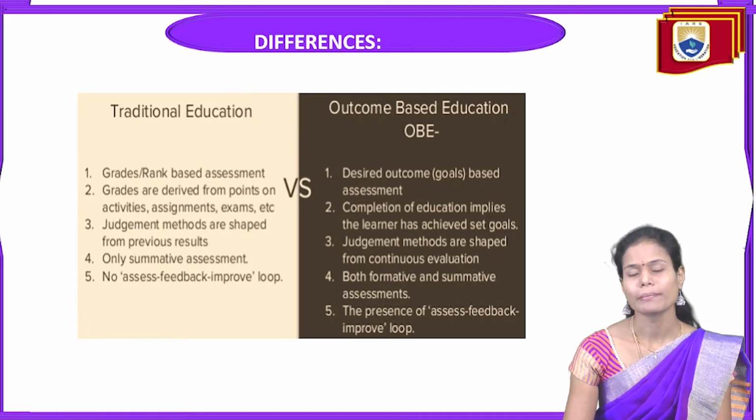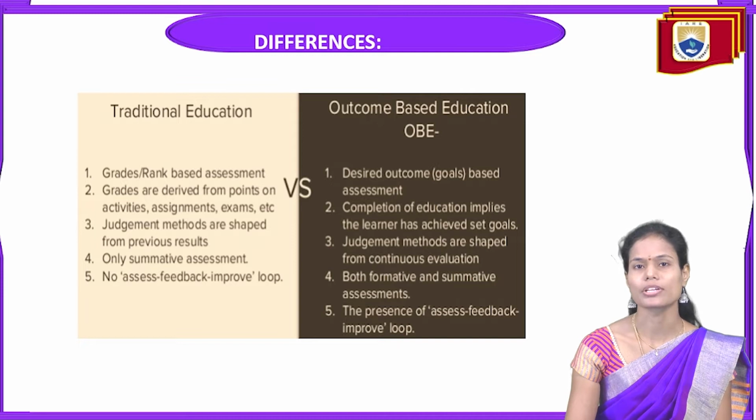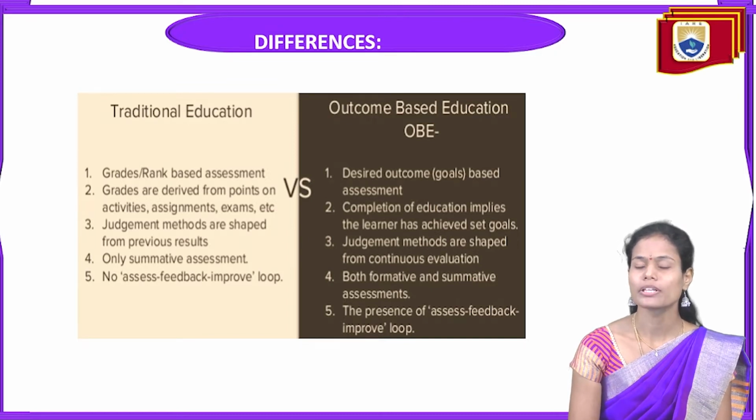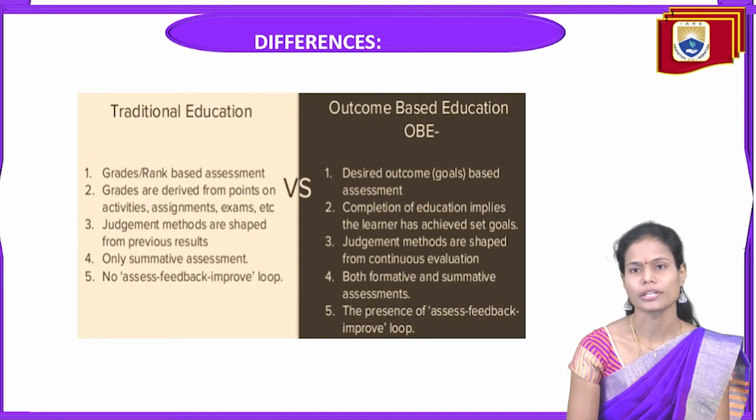And what is the basic difference between the traditional education system and the outcome based education system? The traditional education system is a grades or rank based system. That is nothing but the assessment we perform only by seeing the result of the student, how much percentage he got and what rank he got. Depending on that only, we are performing the assessment here.